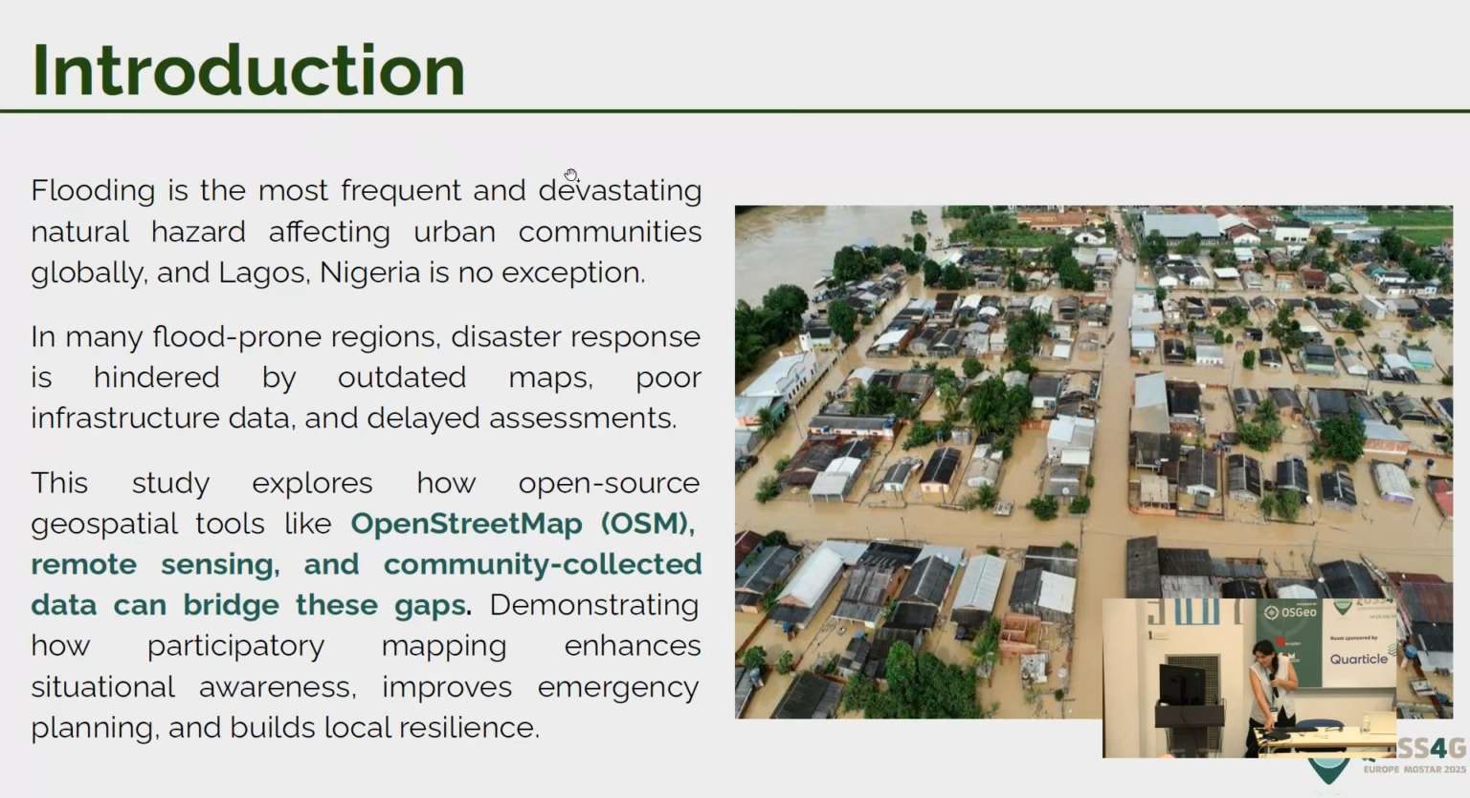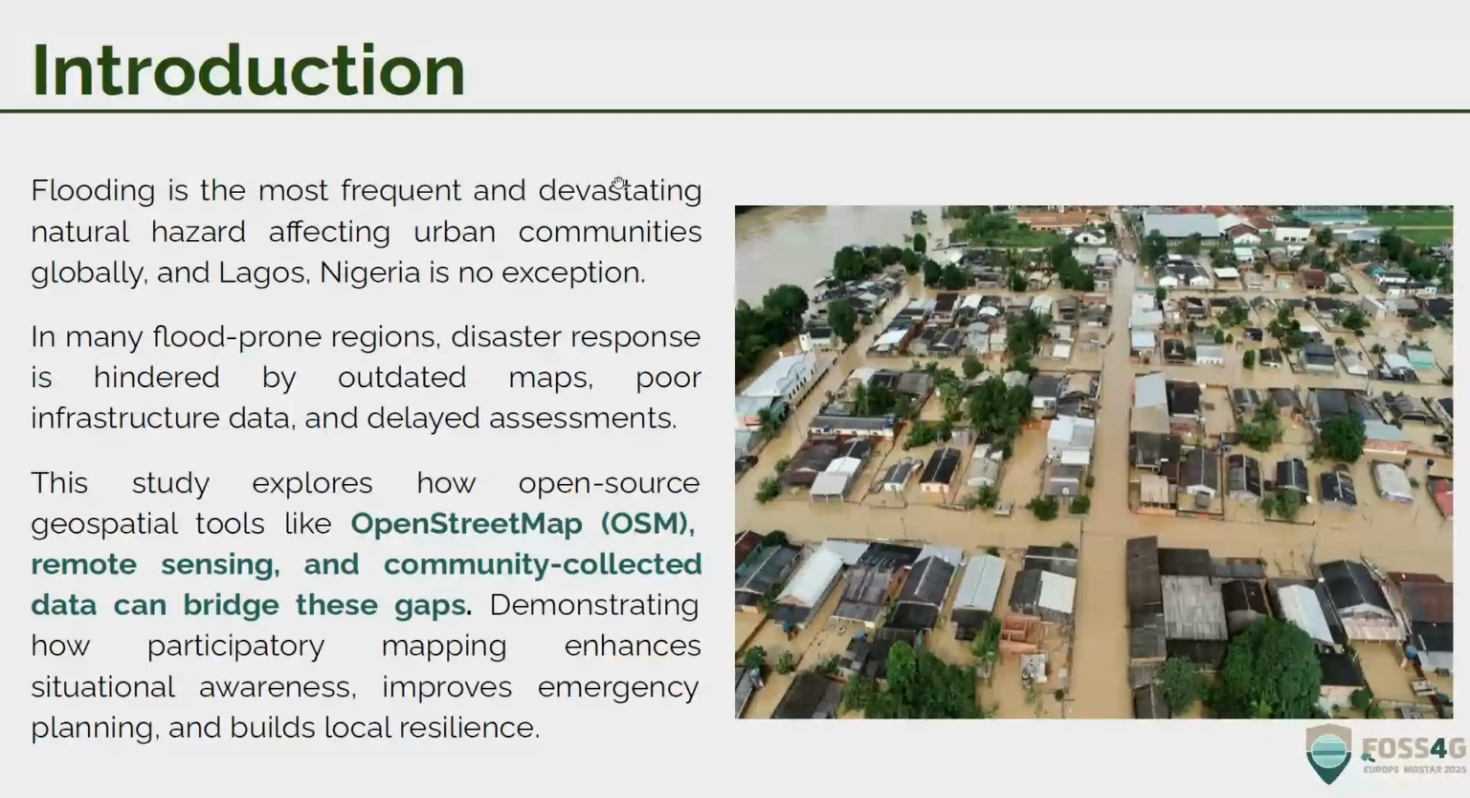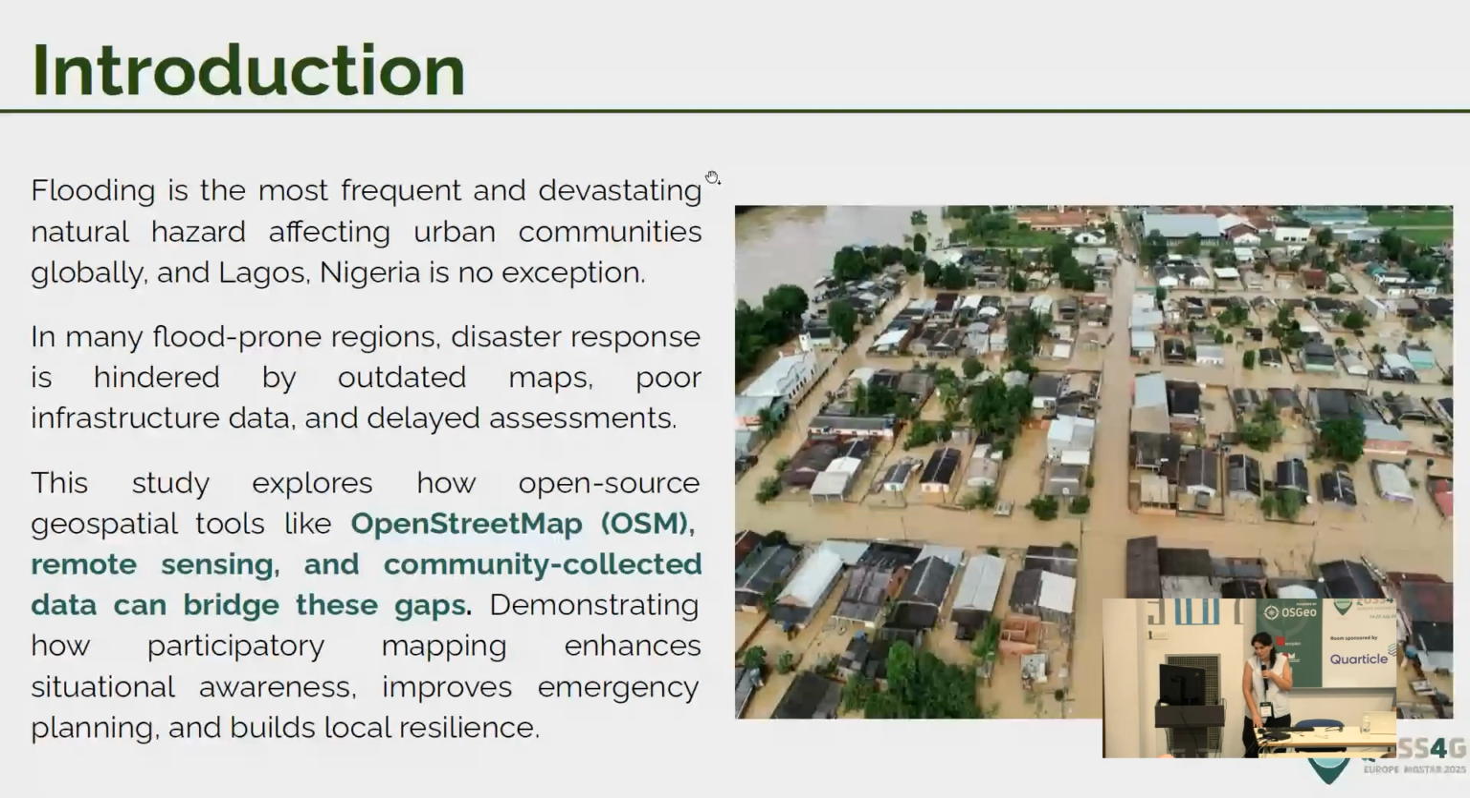Flooding is the most frequent and devastating natural hazard affecting urban areas, and especially we were interested in looking at flooding impacts and how the use of open source data could help in data scarce environments like Lagos in Nigeria. So the study explored how open source geospatial tools like OpenStreetMap data, remote sensing data, and community collected data could bridge those gaps, demonstrating how participatory mapping could enhance situational awareness, improving emergency planning, and building resilience in local communities.